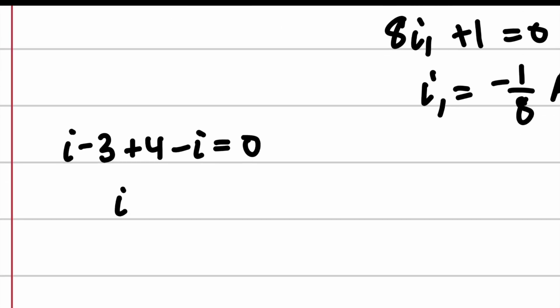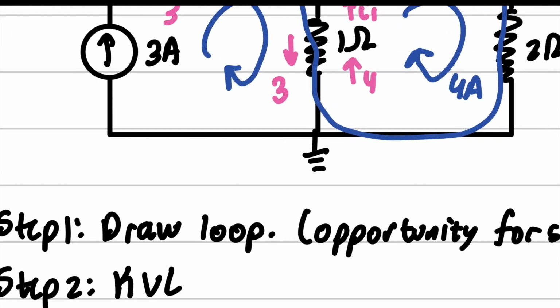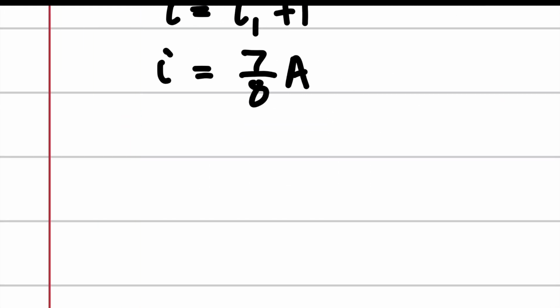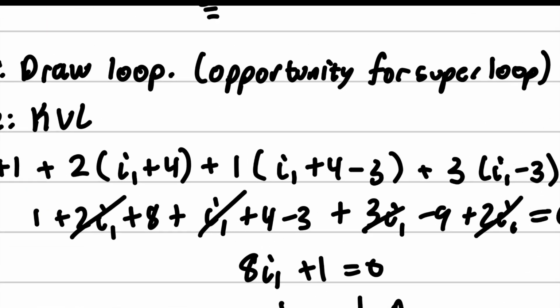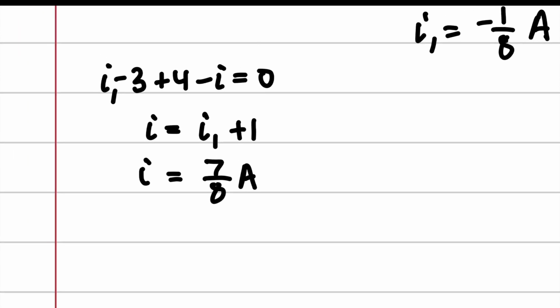And we get I equals I1 minus 3 plus 4, plus 1. And we get I is 7/8. And notice 7/8 amps is going up and our value is positive. So then that means the designated direction is correct. So this is our answer.